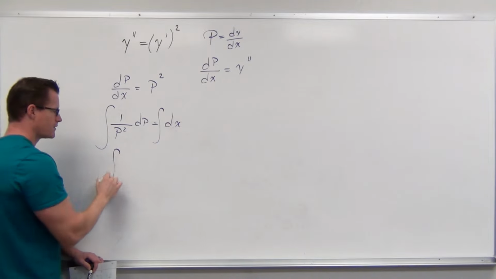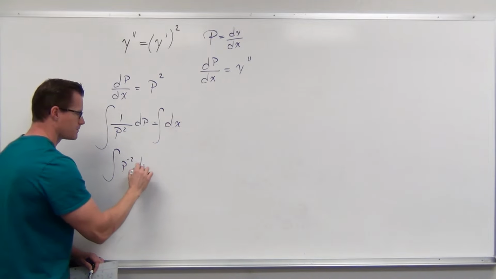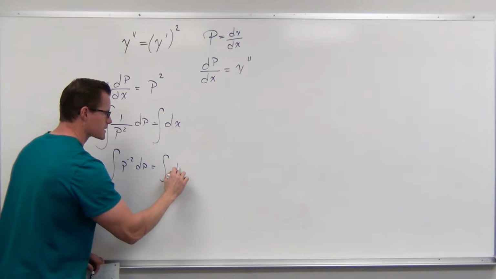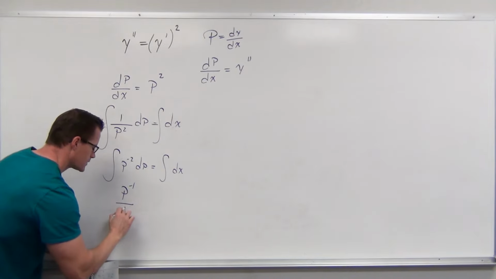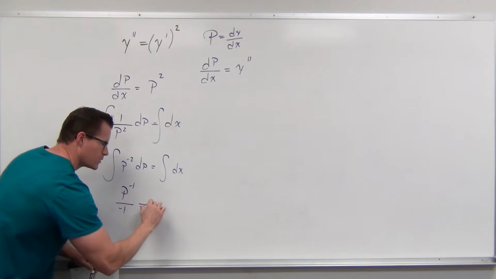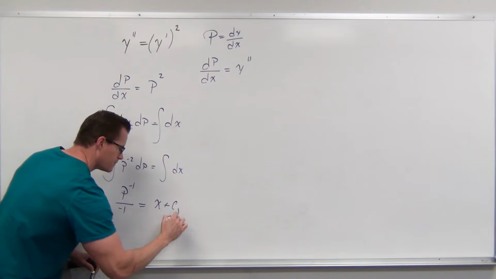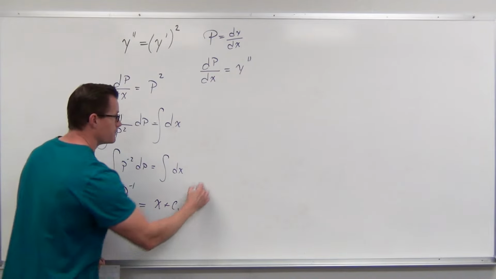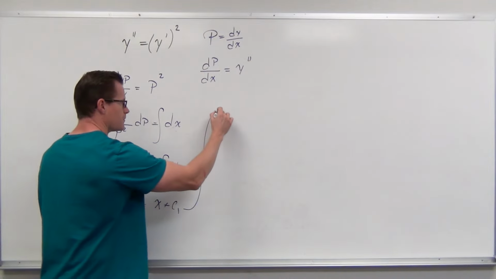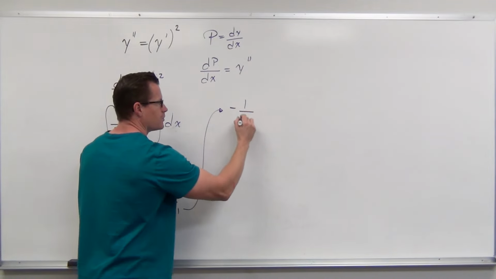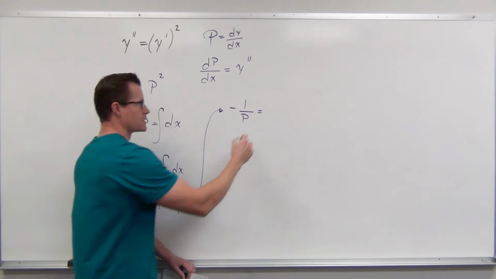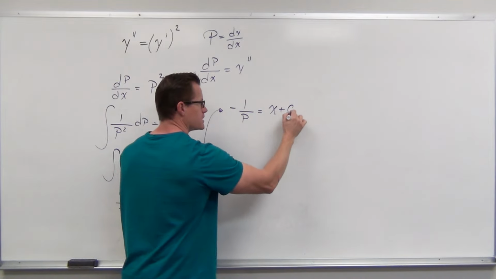So when we integrate, we have the integral of p to the negative second power, dp, equals the integral of dx. And we get this: add 1, divided by the new exponent, equals x plus c sub 1. We're going to clean it up just a bit. So let's see, negative 1 over p equals x plus c sub 1.